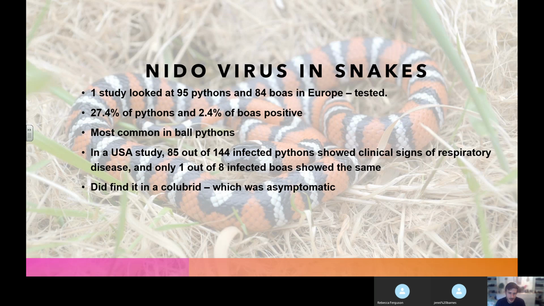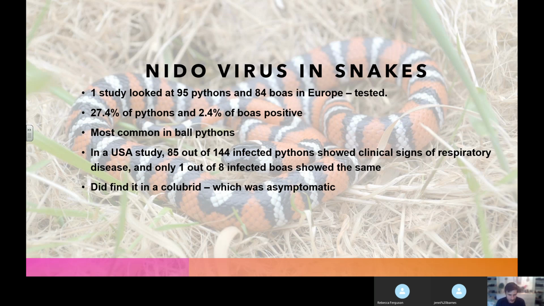A study in the USA showed 85 out of 144 infected pythons showed clinical signs, but there was still a significant number that never showed any signs, even though they were confirmed to have nidovirus. And only 1 out of 8 boas that were infected showed clinical signs. And they did also find nidovirus in 1 colubrid as well, but that was asymptomatic. So again, this is one of these viruses that doesn't necessarily always cause disease.